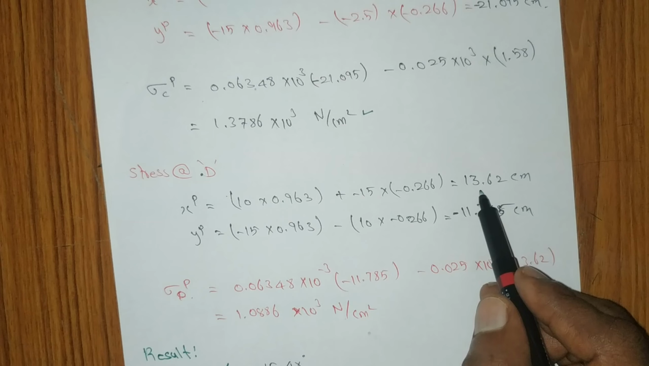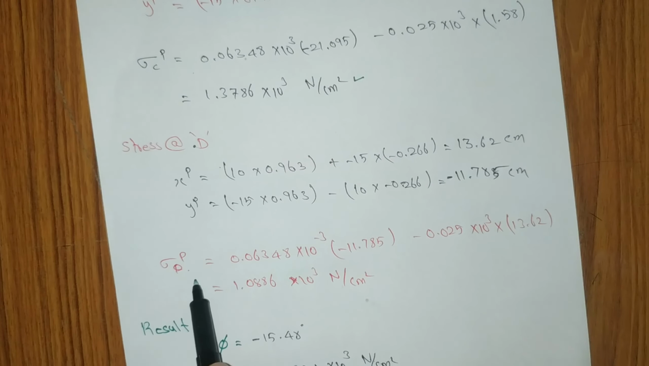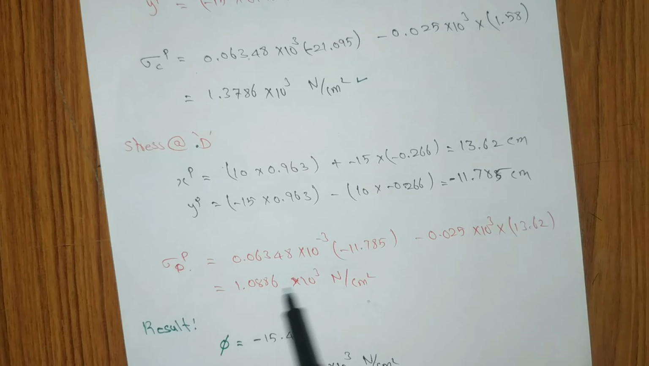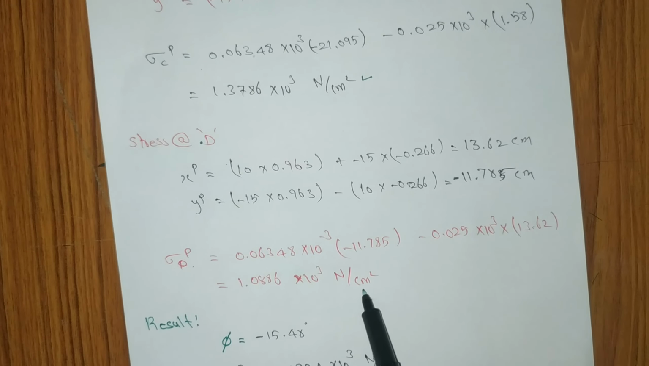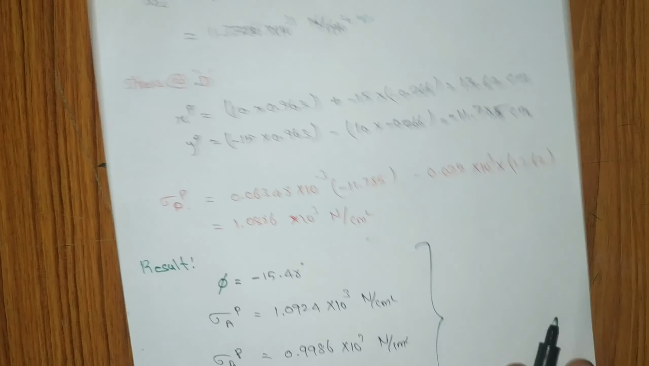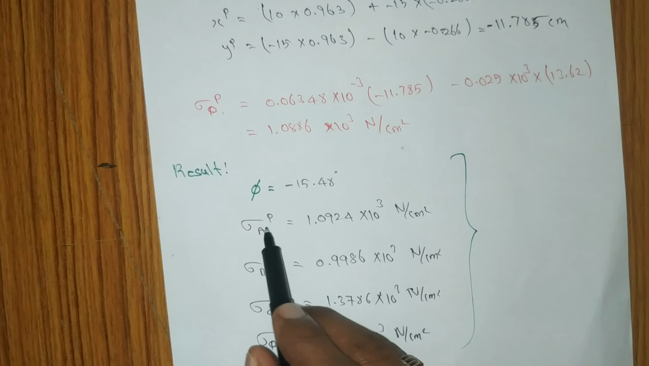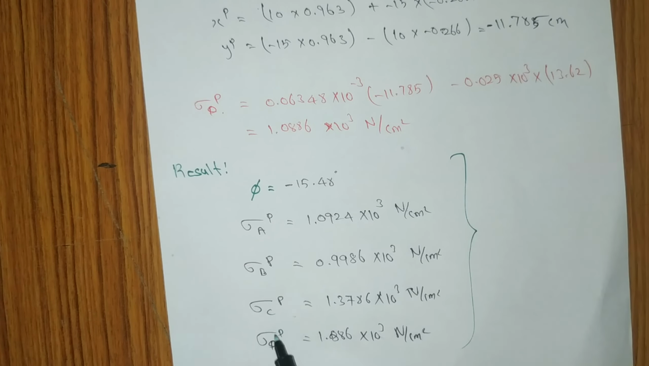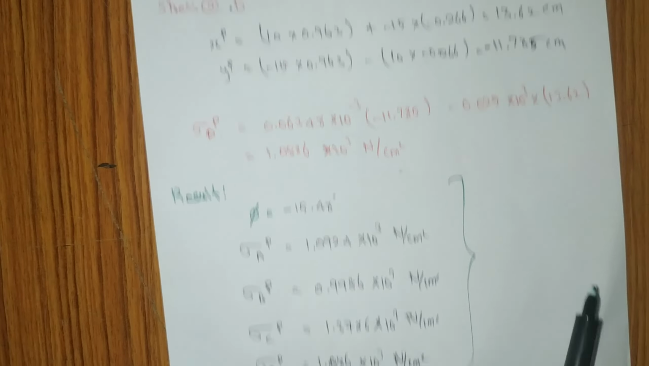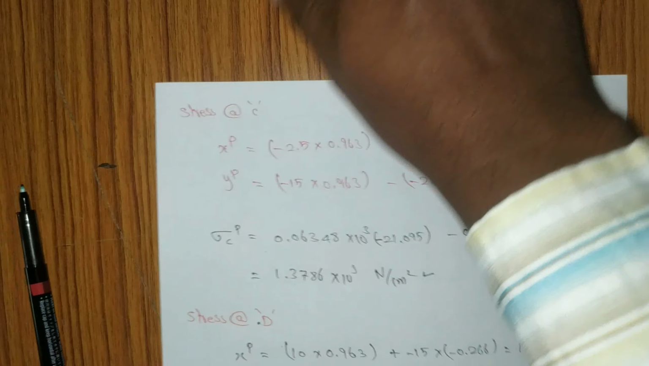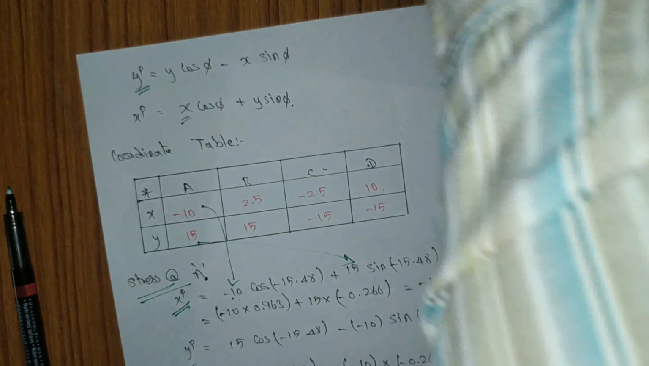So for this x comma y value, you need to substitute sigma D, and we are getting 1.0886 × 10^3 Newton per centimeter square. At last, the results will be the principal axis angle, and the stress at point A, and the stresses at points B, C and D we identified. So recalling these things, we will go for a recall of the entire problem.